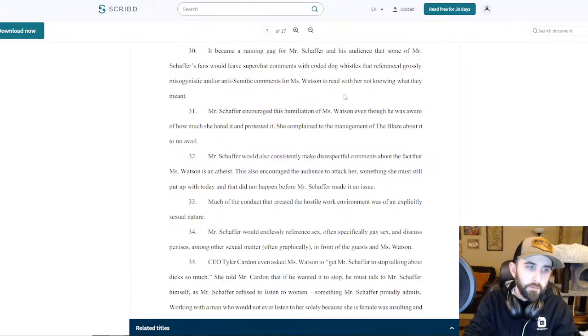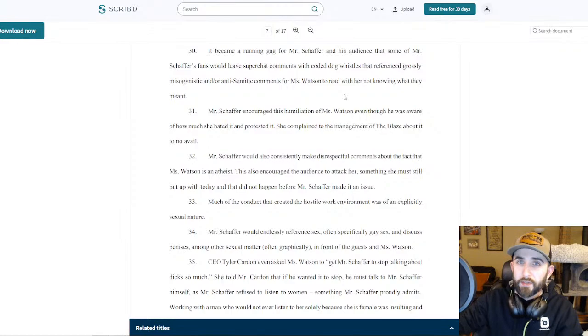I mean, but she isn't suing Elijah. She's suing the Blaze. So she's putting blame where it belongs. Yes, the Blaze is the one with the deep pockets. You don't sue somebody who doesn't have deep pockets. Anybody who knows anything knows you don't sue somebody who doesn't have money. Okay? This is common sense.